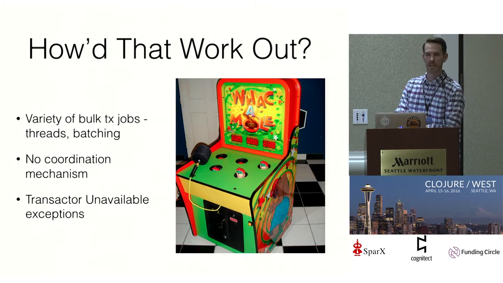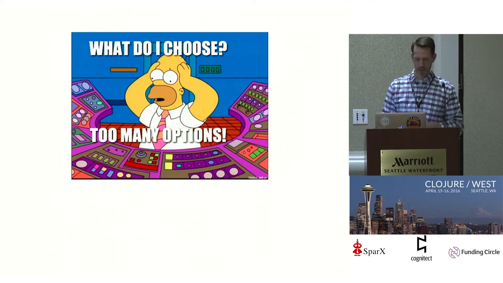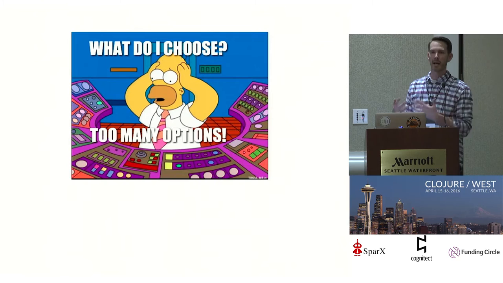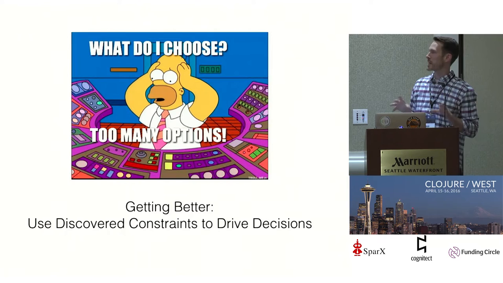So our first reaction to this is to try to figure out, okay, let's stop starting so many threads, let's batch up things, let's try to make it better. But we quickly realized that we're going to have to zoom out. Back to the Lego analogy, we had not provided what we needed as developers to be successful in getting this data into our system. And it didn't matter how we tuned and tweaked what we had, it just was missing some fundamental pieces. So for the second stage, I'm calling this getting better, using discovered constraints to drive some decisions.